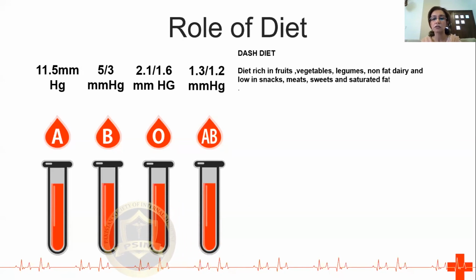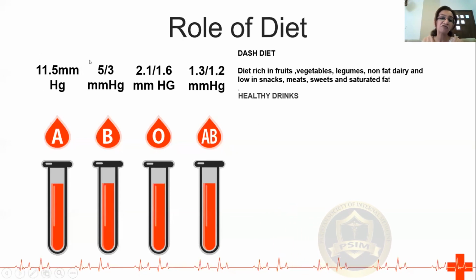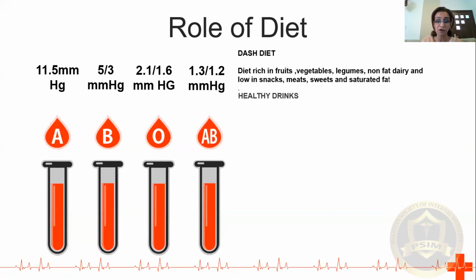And for non-fat dairy, it's 2 to 3 servings per day, where each serving would be equivalent to 1 cup of either milk or yogurt, or if you talk about low-fat cheese, it would be just around 2 teaspoons. And we'll be coming to the legume recommendation in just a bit in the next slide. So if you follow a DASH diet and combine this with a low sodium diet as well, you are likely to have an 11.5 millimeters of mercury fall in blood pressure, which is equivalent to pharmacological therapy.